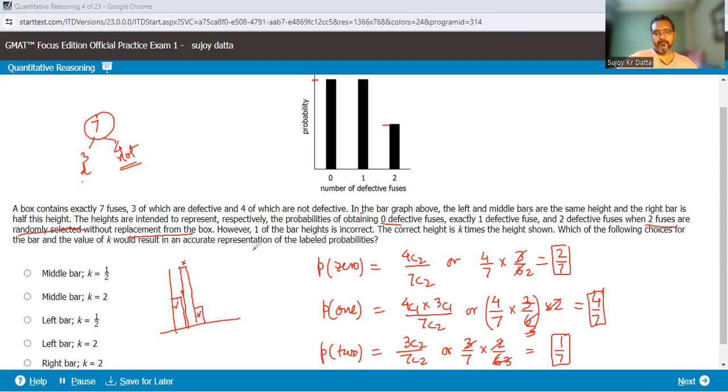This one is not correct. So that means this one has to be changed. So the middle bar is the one which is defective. And the actual height would be 2 times because the diagram has drawn it here. It should be double. So the correct height is 2 times. So that means the middle bar and the correct K value is 2. So that is the second option.